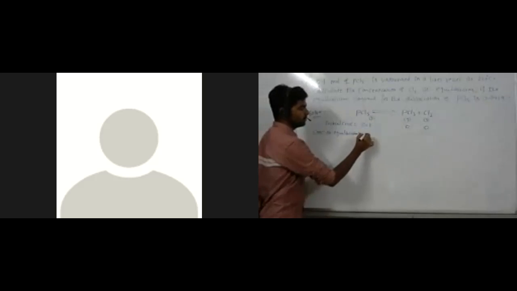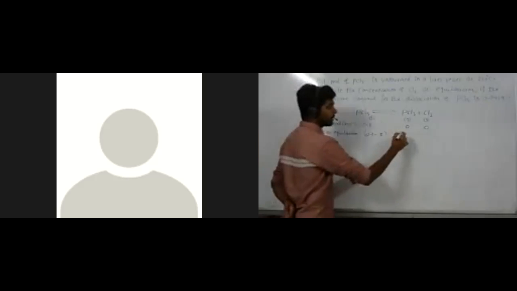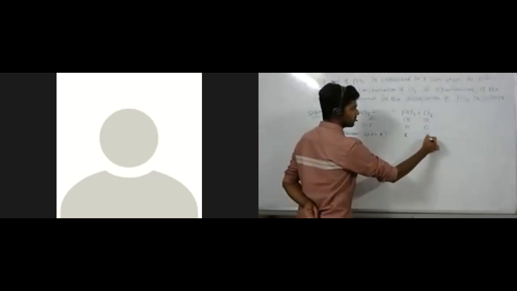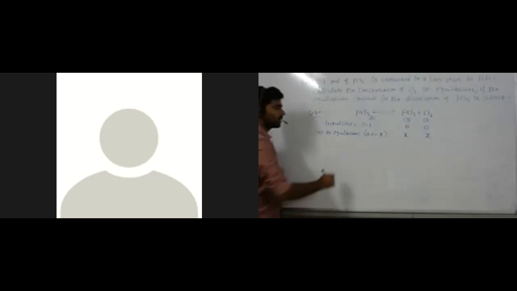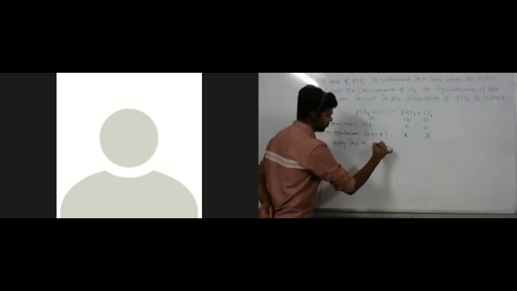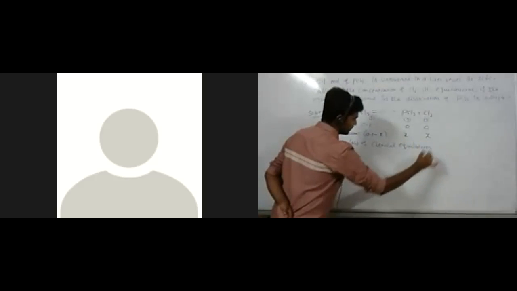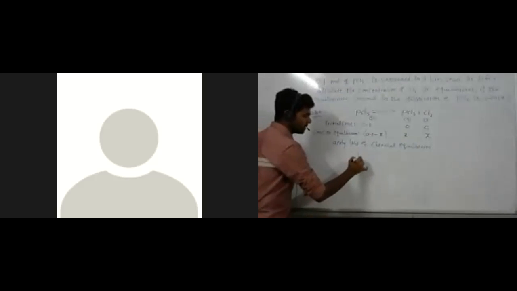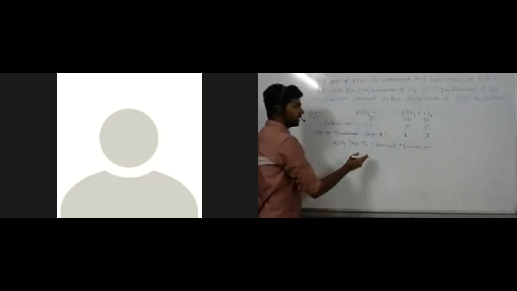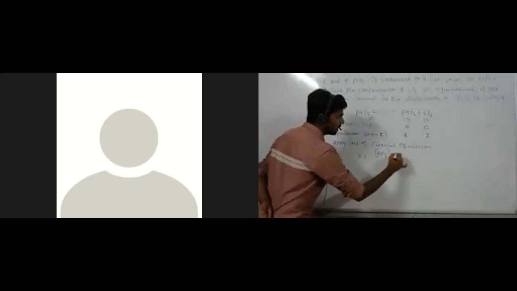Next, concentration at equilibrium: 0.1 minus x. X amount of PCl5 undergoes decomposition, so x amount of PCl3 and x amount of Cl2 are obtained. Now apply the law of chemical equilibrium. K is equal to concentration of product divided by concentration of reactant. So the active mass of PCl3 and active mass of Cl2 divided by the active mass of PCl5.